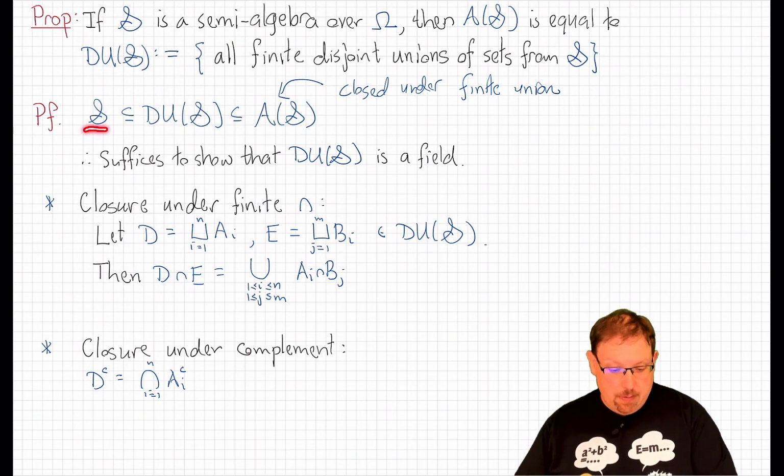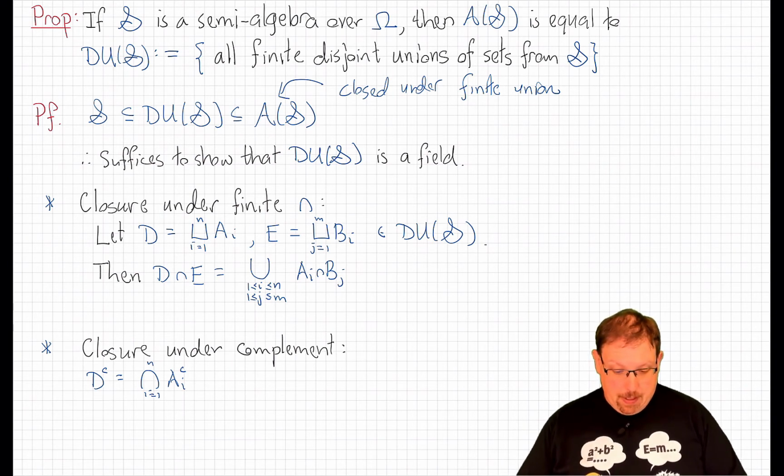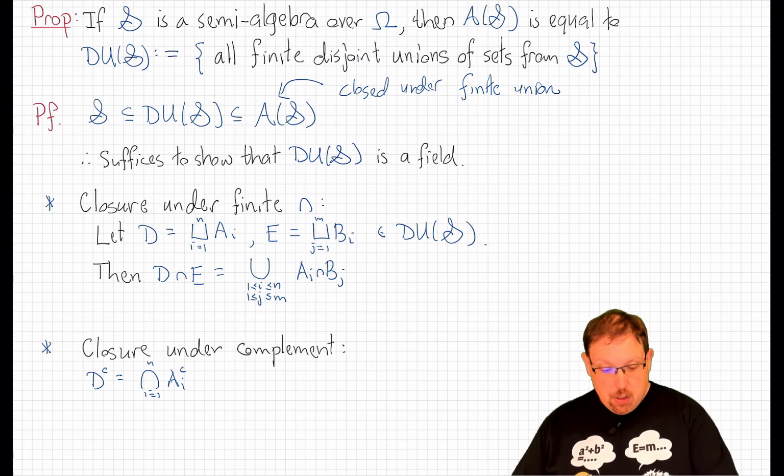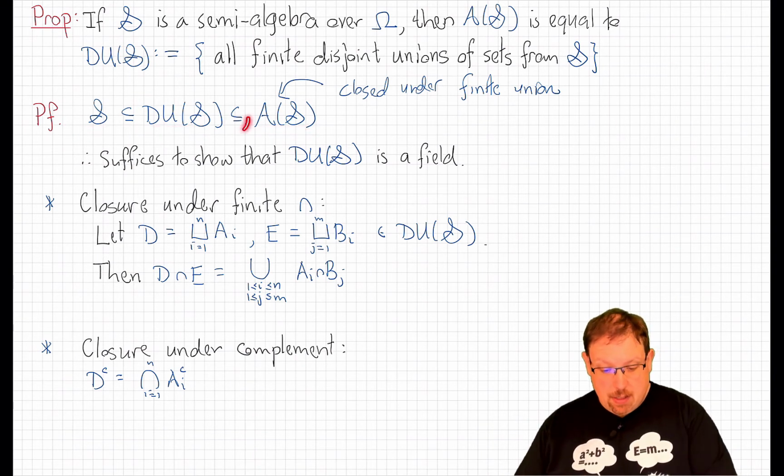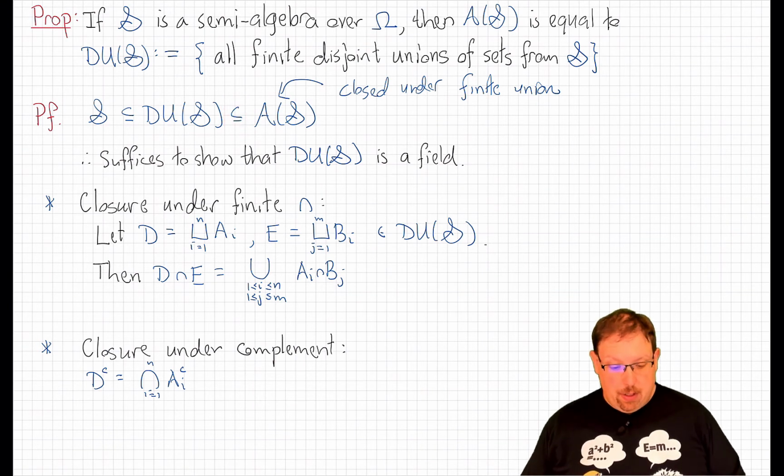Similarly, S is of course contained in the set of disjoint unions of elements from S. And therefore, by a similar argument to before, to show that we have equality here, it suffices simply to show that this thing is itself a field. Because if it's a field that contains S, it therefore automatically contains the field generated by S, giving us the reverse containment to conclude equality.